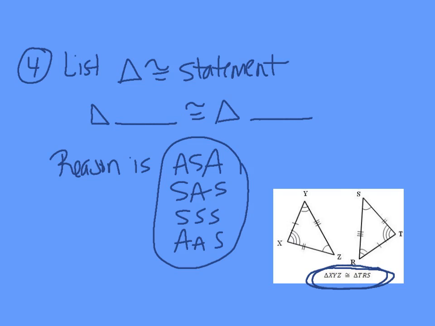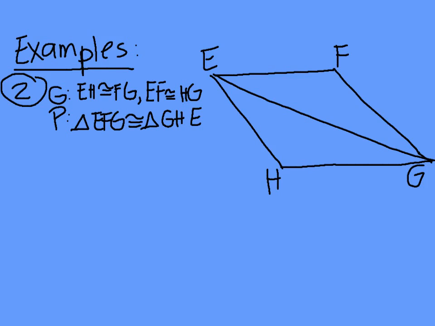If your picture is marked in any other way, like with AAA or SSA, aka ASS, then you marked something wrong and you need to go back and fix it. All right, let's look at an example.